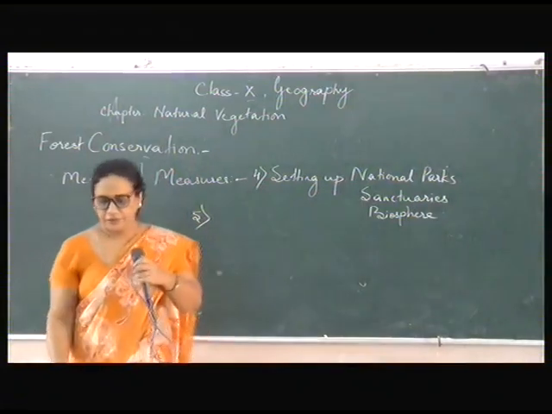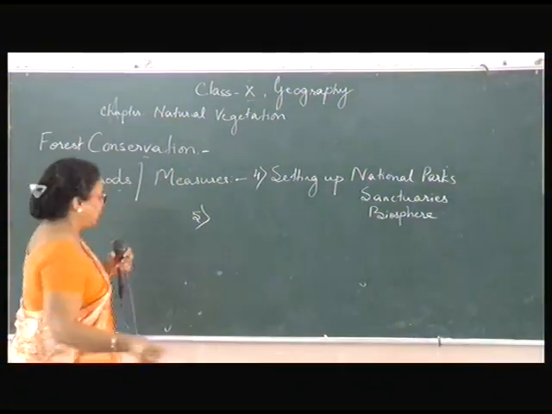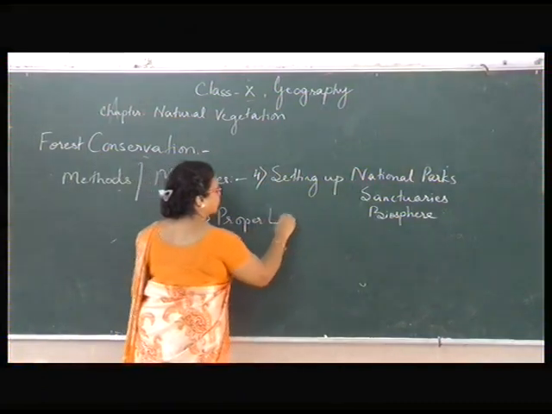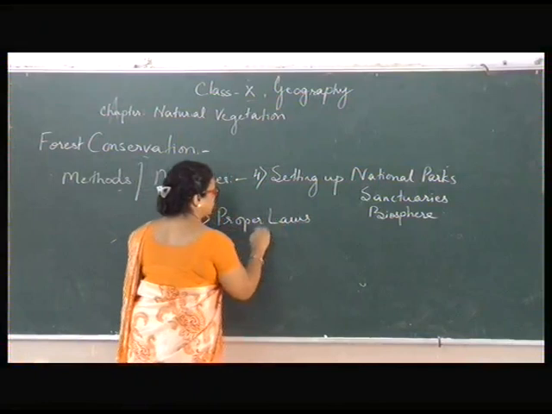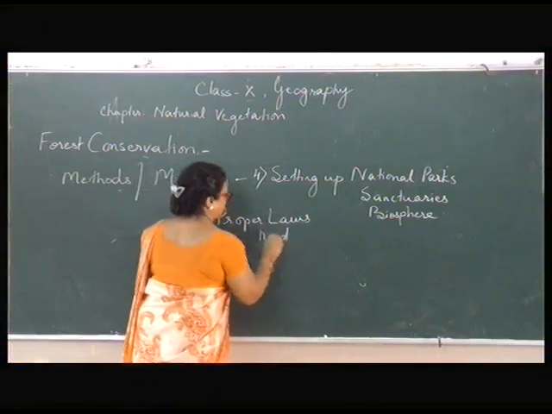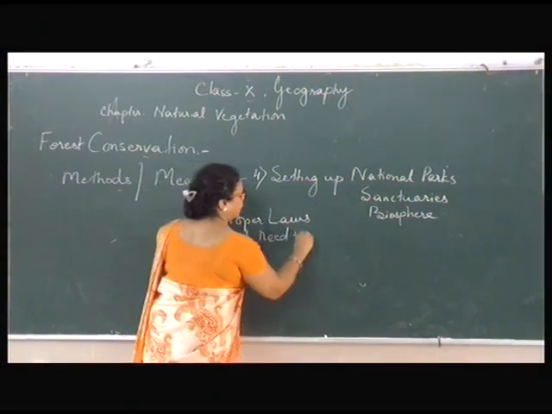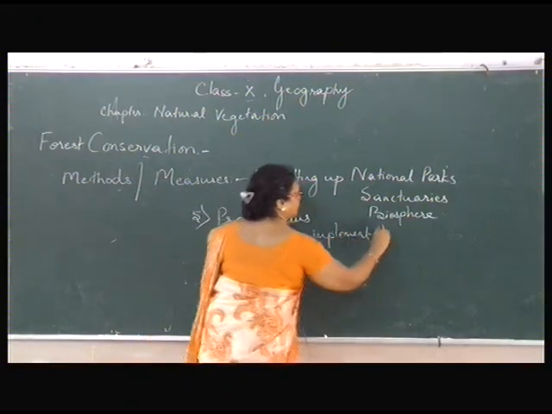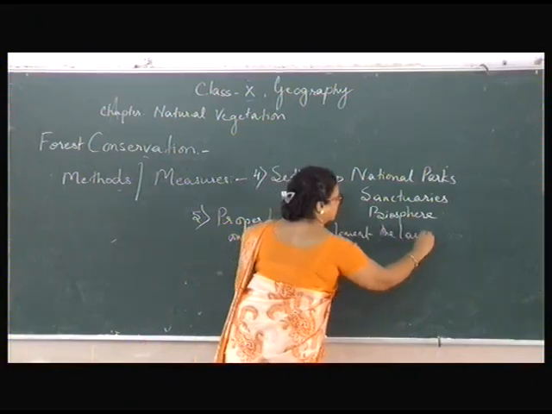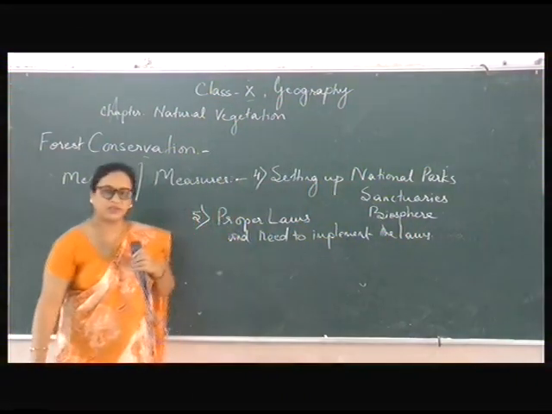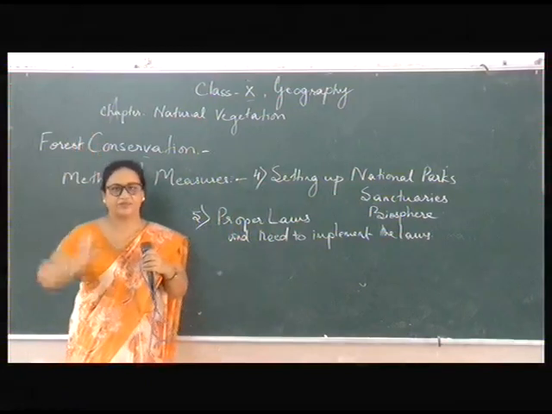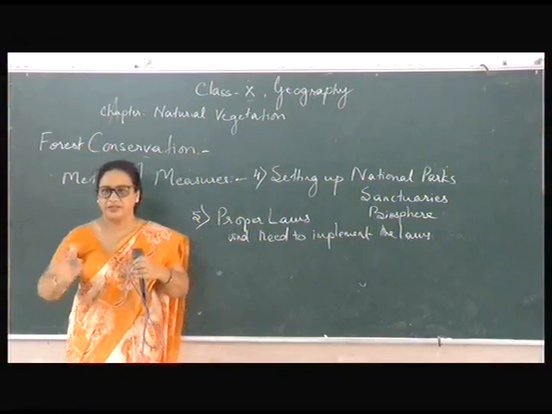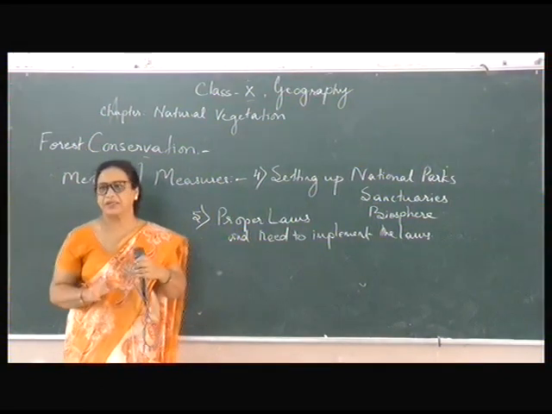For protecting forests, we need to make proper laws. And we need to implement those laws. Now, India is one of those countries where laws have been made from 1852. But nobody used to follow those laws. And that is why we have reached such a miserable condition.